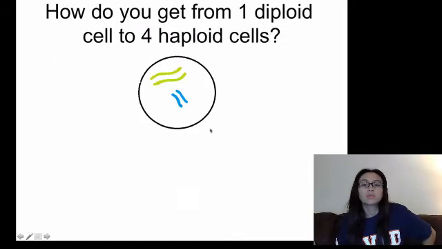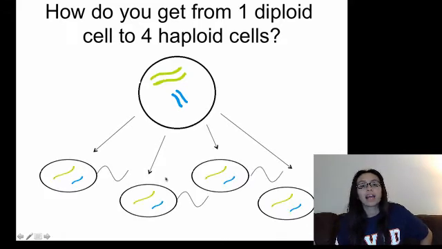So what we want to do is we want to go in reverse. How do you go from a diploid cell to haploid cells? In this case, at the end of meiosis, we go from a diploid cell, that's what we start with, an actual diploid cell, and we wind up making 4 haploid cells. So how do you go from here to there?